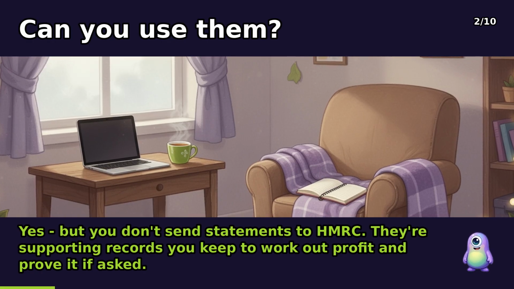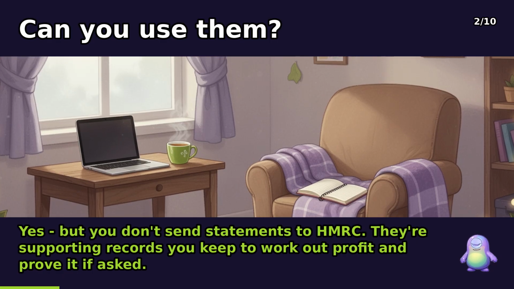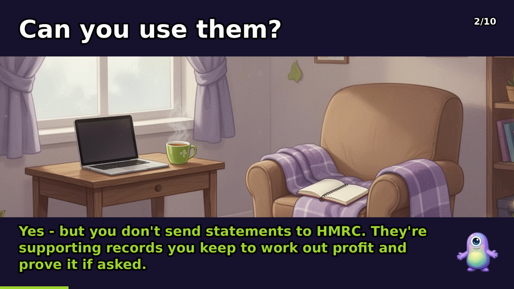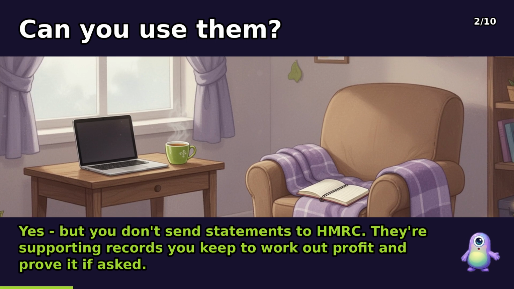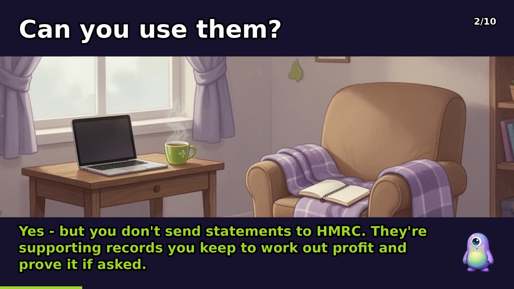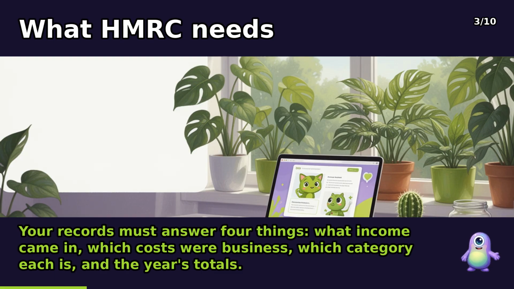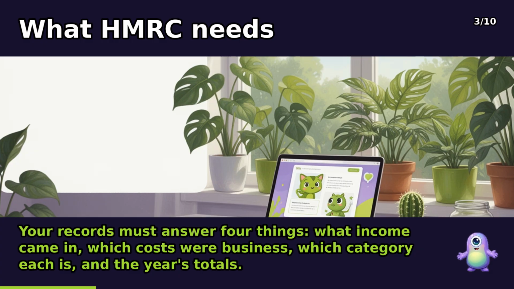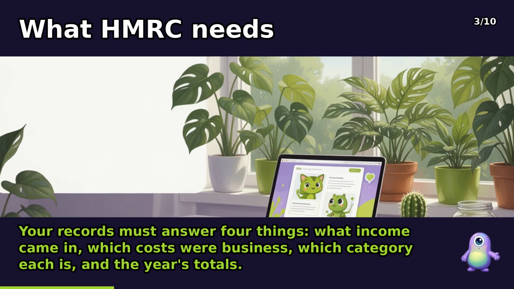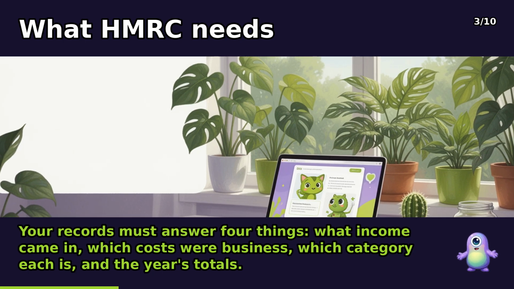Gov.uk says self-employed people must keep records of business income and expenses, and statements are one form of proof. You don't normally send them with the return, but you need them to work out profit or loss and show HMRC if asked. For a sole trader, the useful output isn't a PDF statement for April, it's records that answer 4 questions. What income did the business receive? What expenses were for the business? Which category does each belong in? And what are the totals for the tax year?